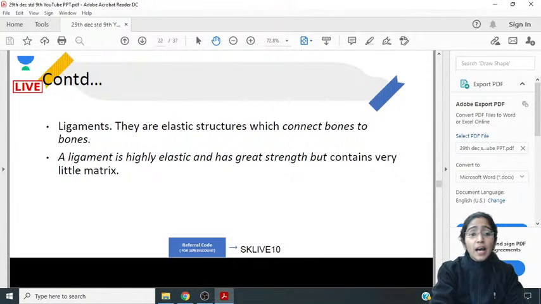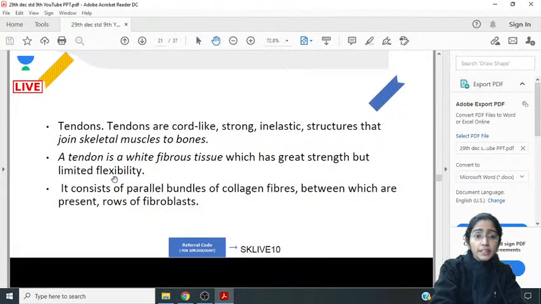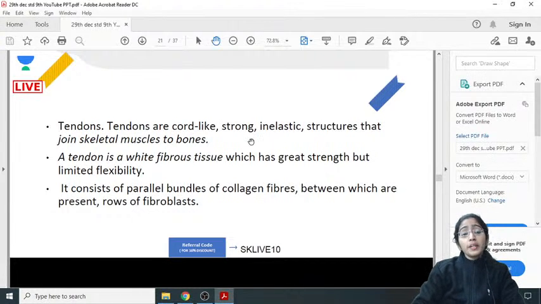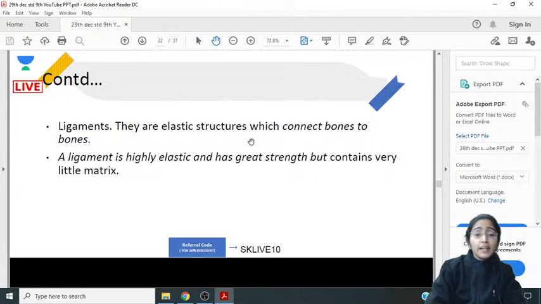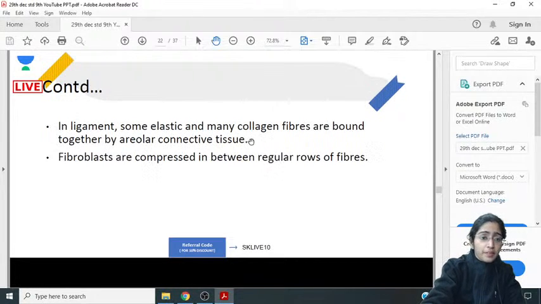A ligament is highly elastic. Now, I hope you can get to know. If in the tendon it's written inelastic, then something must be present that is making it inelastic. So it is the collagen fiber, white collagen fiber. Ligament, which is elastic in nature, what is providing it the elasticity property? It is the yellow elastin fiber, okay?